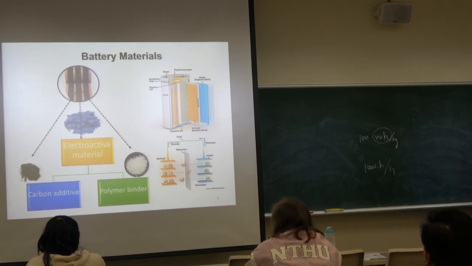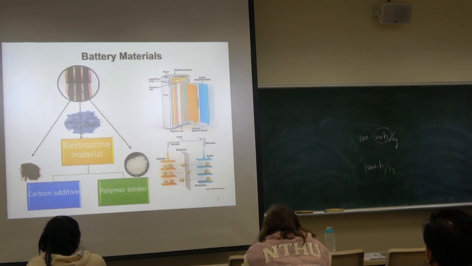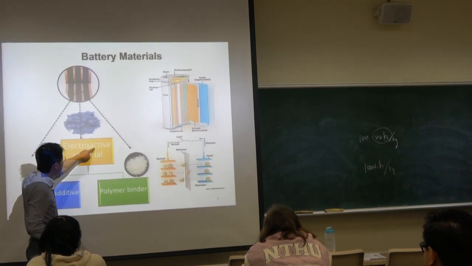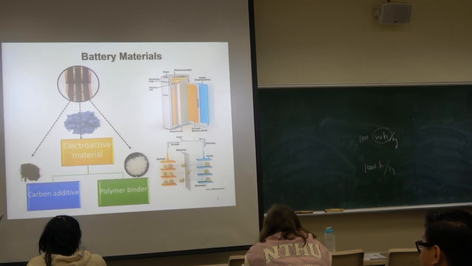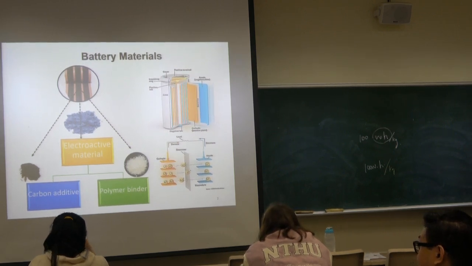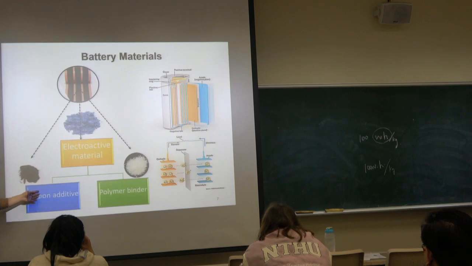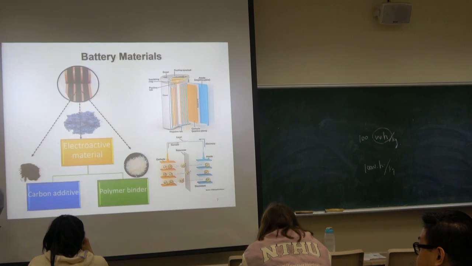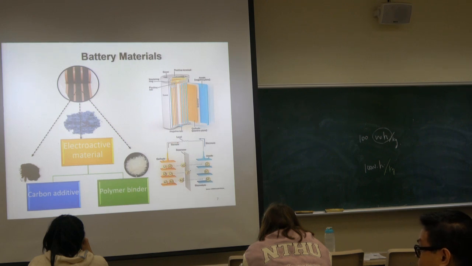So this is the application of the battery materials. Usually you have the electroactive materials, for example carbon, graphite, or some metal oxide. As well, there is additive carbon or some polymer binder. This polymer binder is to make this powder become a paste. You know the paste.